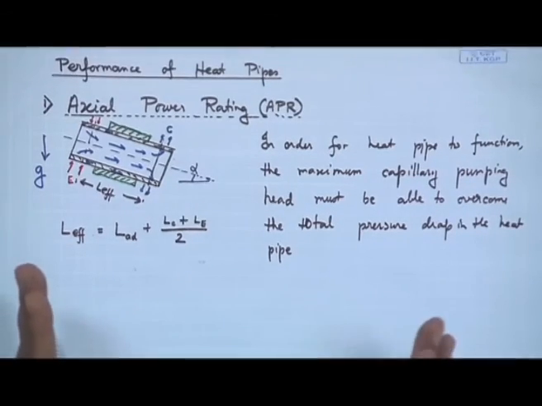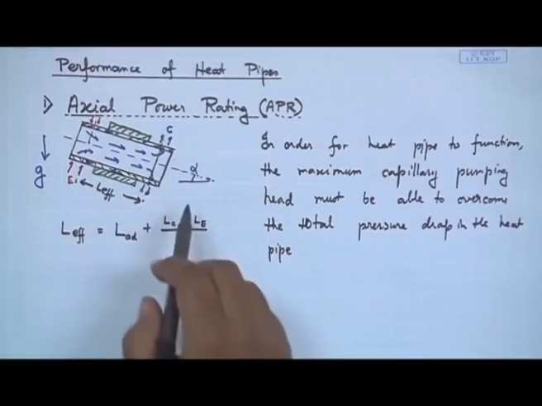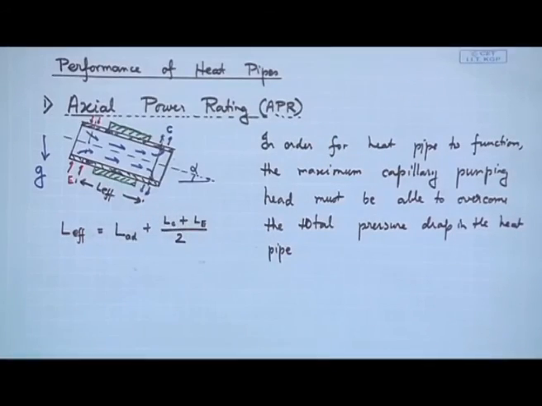So we are going to end today over here with this brief definition and the brief nomenclature of the axial power rating. We are going to do a mathematical deduction, a momentum balance, in the next class and try to come up with an expression for the maximum amount of heat that can be removed or pumped from one end to the other. Thank you very much, and we are going to continue from here in the next lecture.